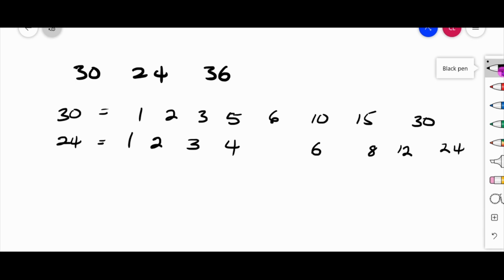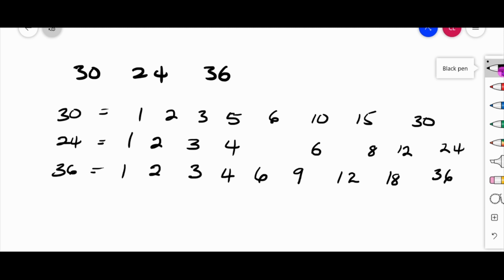Alright, so let's go with 36. This would be 1 here and 36 at the end. And 2 could go into 36 18 times. 3 could go into 36 12 times. 4 could go into 36 9 times. And 6 could go into 36 6 times. So that's dead in the middle. Now between 6 and 9, 8 can't go in there. 7 can't go in there. So we know we're done.